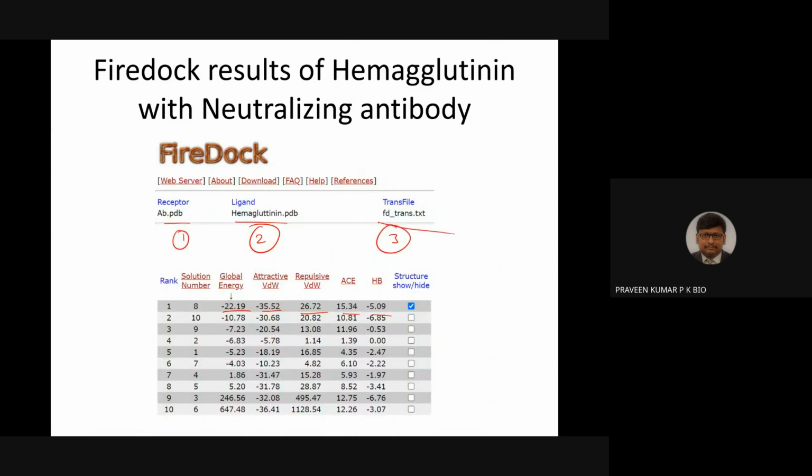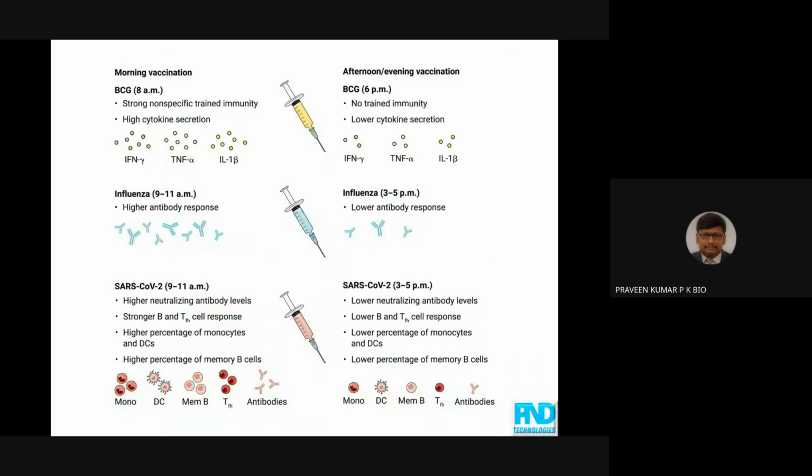Now something about vaccine. From the beginning I was explaining something about BCG, Bacillus Calmette-Guerin. If it is taken at 8 a.m., that is early morning, we can find strong non-specific trained immunity. So high cytokines are secreted, especially interferon gamma. You know, interferon gamma is eminent for the treatment of which diseases?